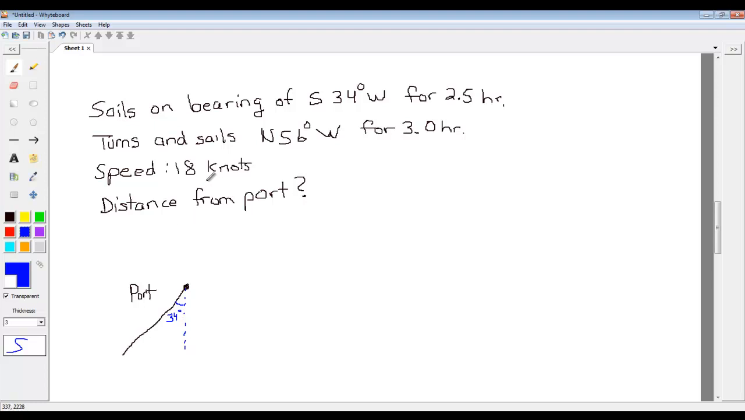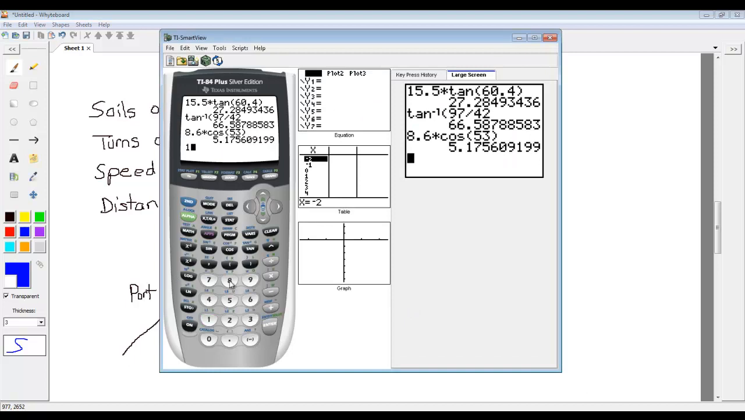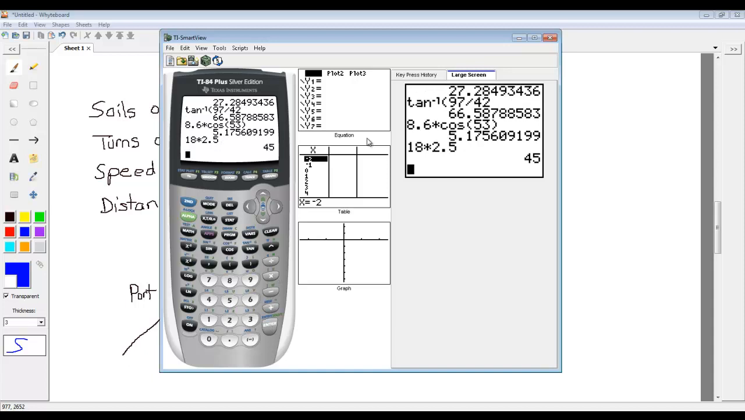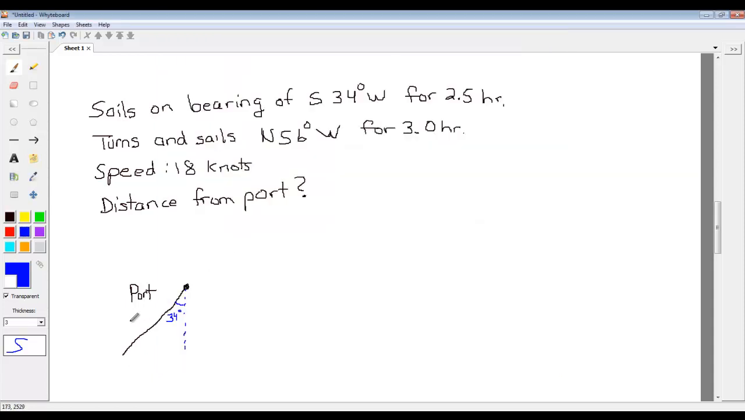So if it's going 18 knots, that's nautical miles per hour. That's 18 nautical miles per hour. And it's doing that for 2.5 hours. You can multiply 18 times 2.5 to see just how far it goes, how many nautical miles it went. 45 nautical miles. Okay, and then it ended up here.